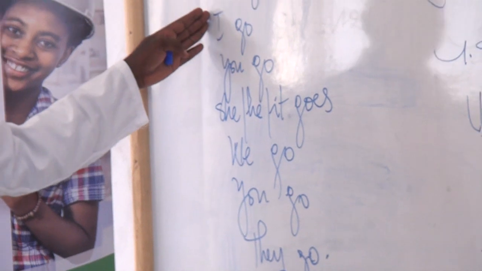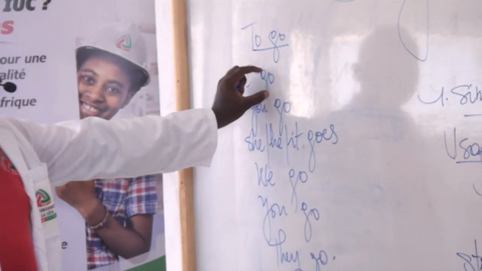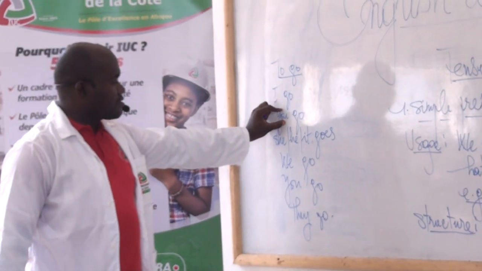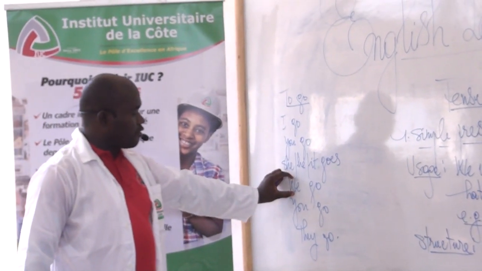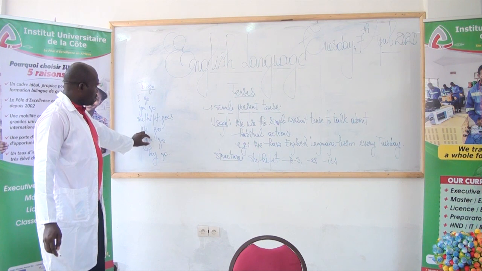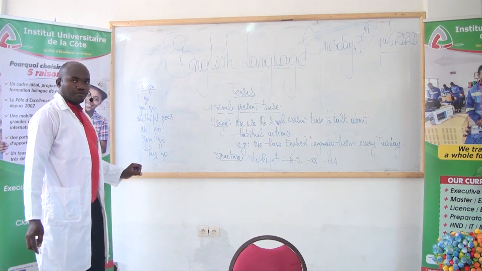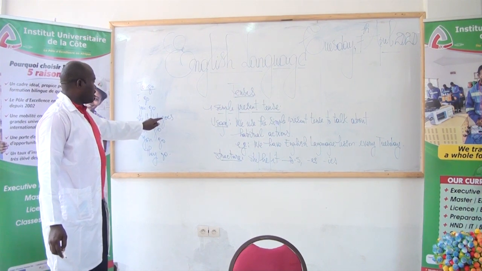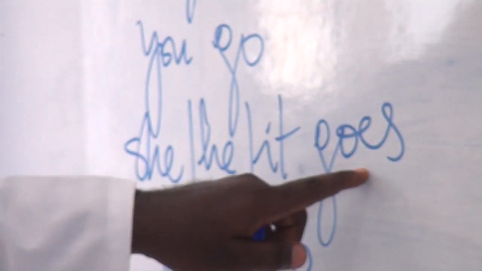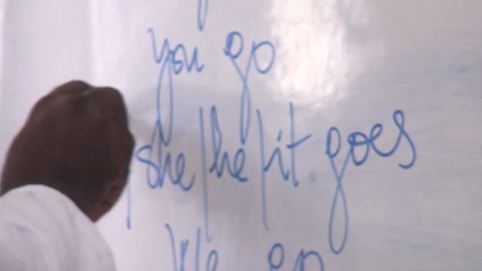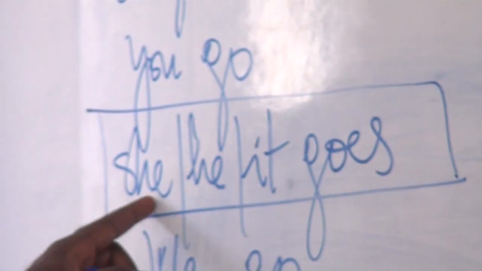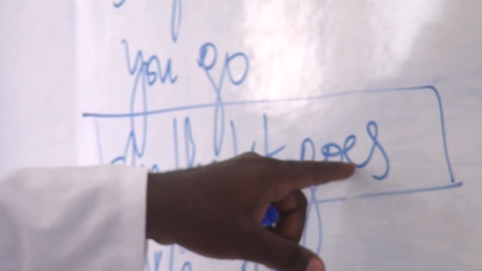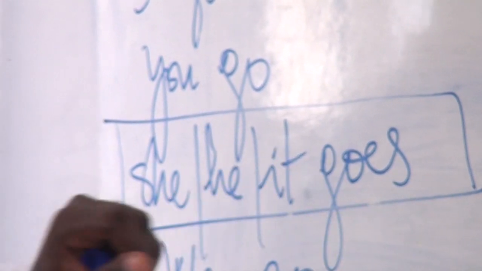Okay, what do we observe? We observe that the verb remains the same with the first person singular, second person singular, first person plural, second person plural, and the third person plural. The change occurs only at the third person singular. Here, she or he or it goes. So here the verb will take ES.